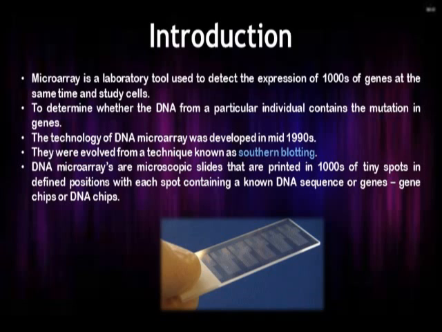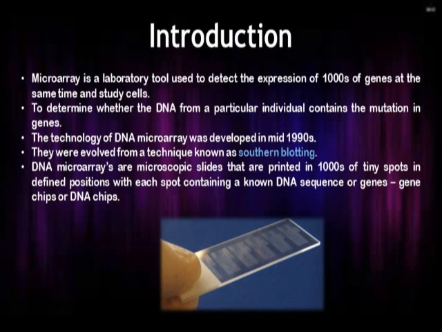Now, what is DNA microarray? They are actually microscopic slides that are printed with thousands of tiny spots in defined positions, each spot containing a known DNA sequence or gene. They are known as gene chips or DNA chips. Now, this is how a DNA microarray chip looks. These are the tiny spots that have been printed onto it, and they have defined positions, and this is where we put the known DNA sequences or genes. This is known as a microarray DNA chip.